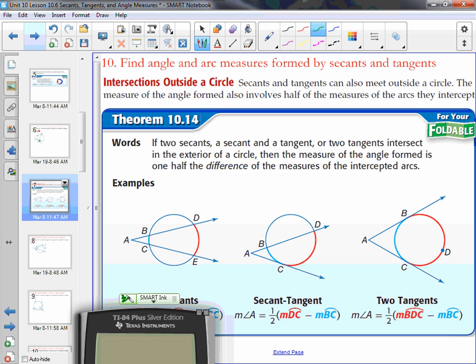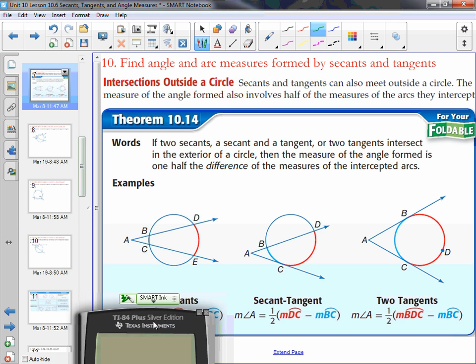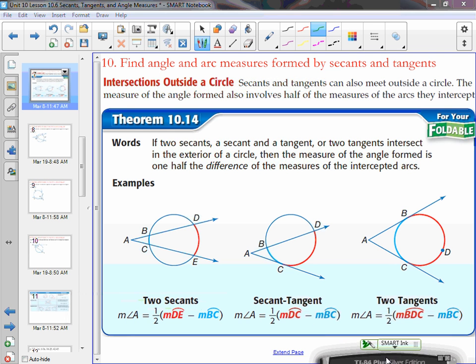All right. Our last situation that happens with secants and tangents intersecting. The secants and tangents can also meet outside the circle. So far, we've intersected two secants in the interior. We've intersected a secant and a tangent on the circle. Now we're going to intersect them in the exterior of the circle.